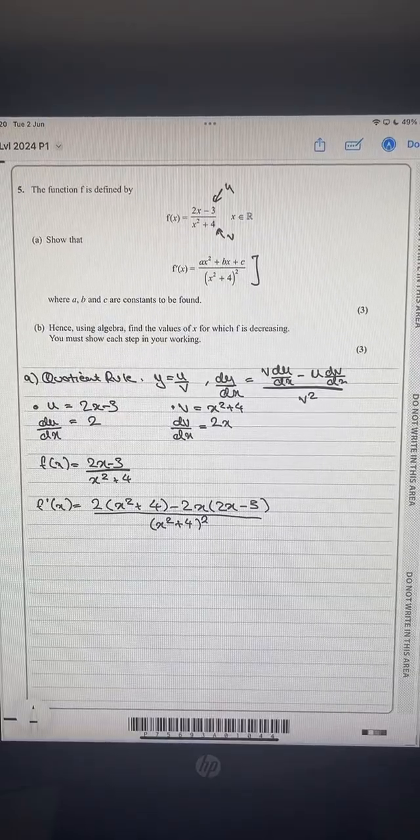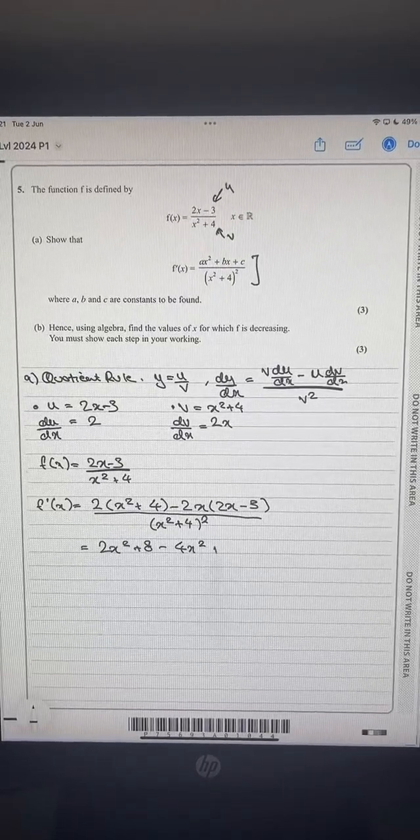So I'm not going to do anything to that. I'm not going to expand it or anything. I see exactly v squared is already on the bottom, so I just keep that as is. I'm just going to play around with whatever is in my numerator. So 2x squared plus 8 minus 4x squared plus 6x. And then that's all over the same thing as before.